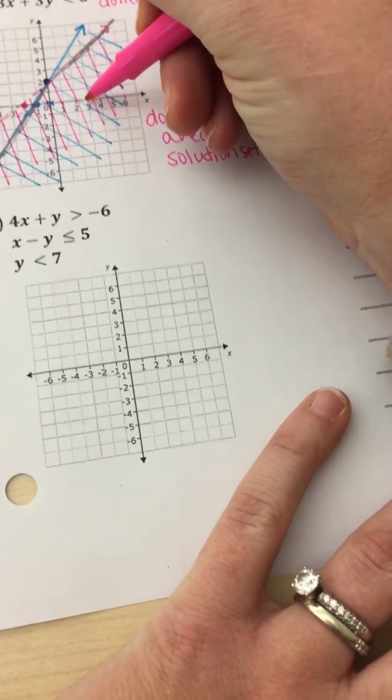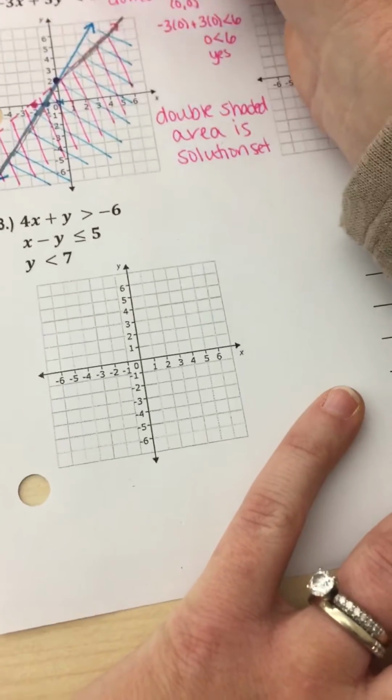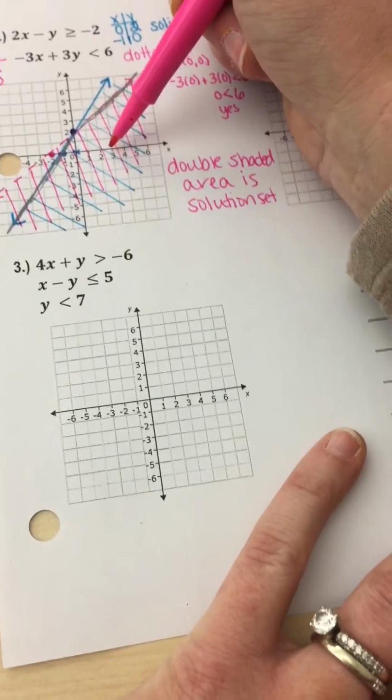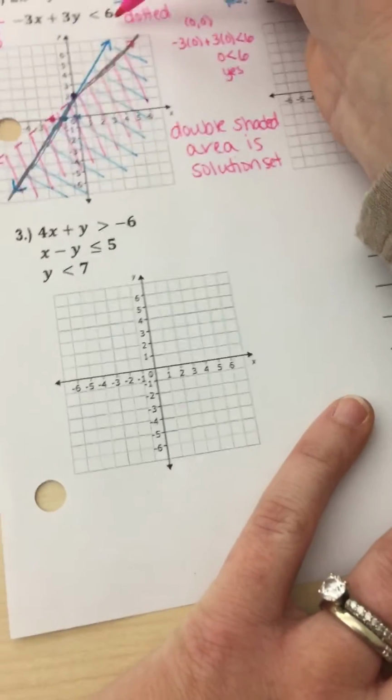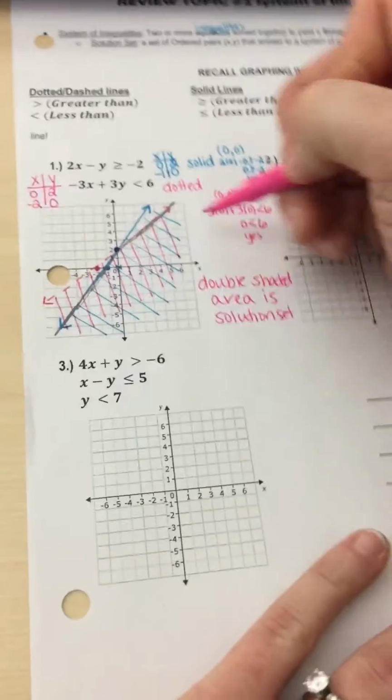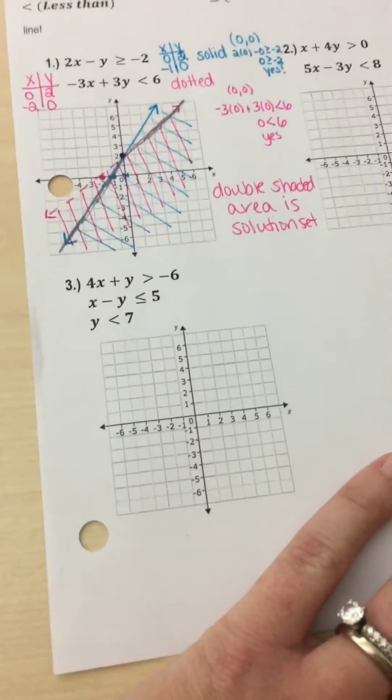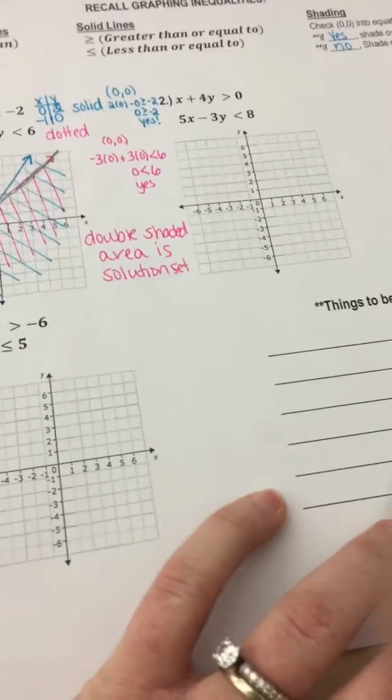So if I were to check 3, 0 in the top equation, I'll get a true statement. If I check 3, 0 in the bottom equation, I'll get a true statement. So that's what the solution set means. It's an ordered pair that will solve both of those equations.